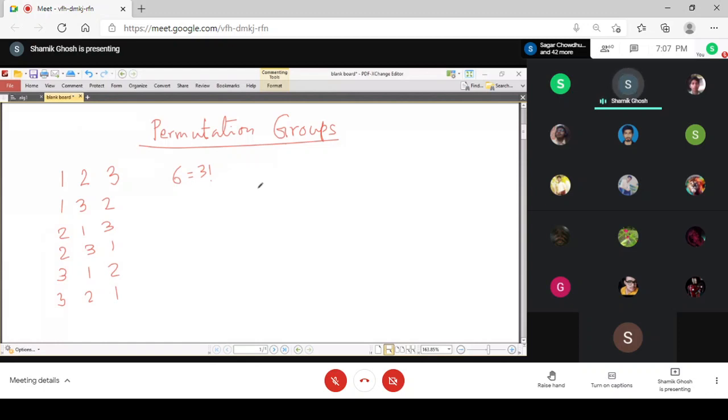Now you see that we can express this permutation in terms of some mathematical tool, that is, by means of a function from the set 1, 2, 3 to itself. For example, if we consider this permutation, that 1, 2, 3 is permuted to 2, 1, 3, then we can represent this permutation in the way that 1 maps to 2, 2 maps to 1, and 3 maps to 3. Right?